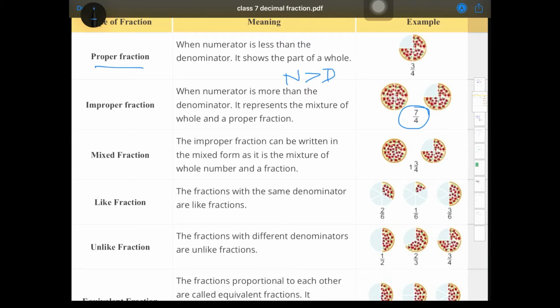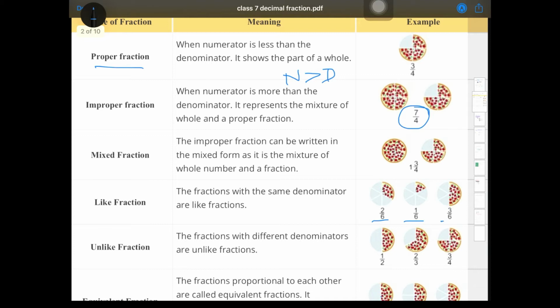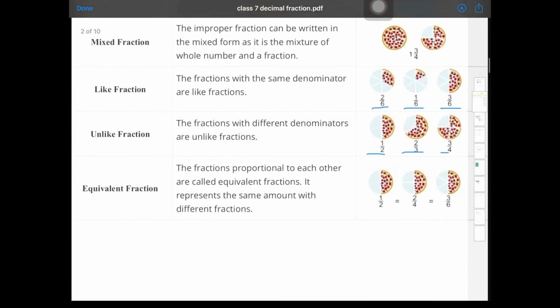Now the mixed fraction: when the fraction can be written as a whole and a fraction. So in the mixed form, where a whole number is also there and the fraction is also there, these kinds of fractions are known as mixed fractions. Now the next one is like fractions. If the denominators of all the fractions are the same, then it is called a like fraction. Unlike fractions: when the denominators are not the same, then this type of fraction is called unlike fractions.